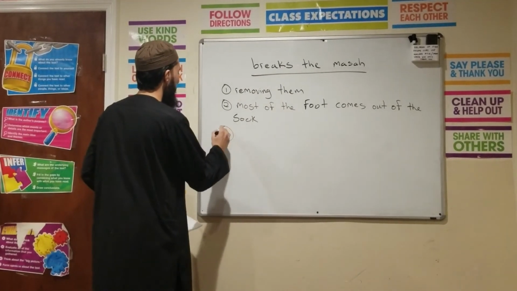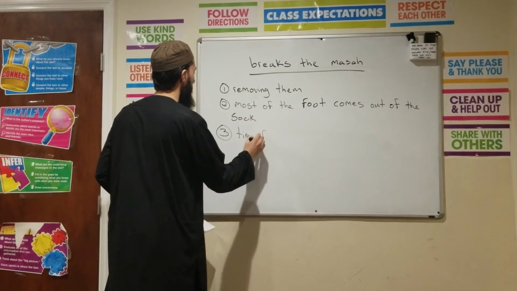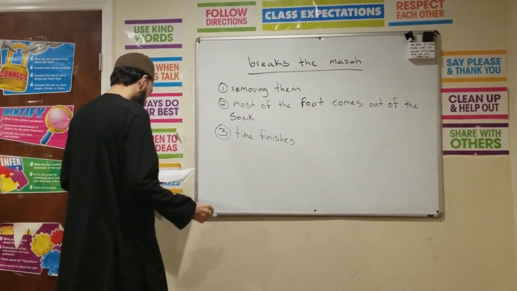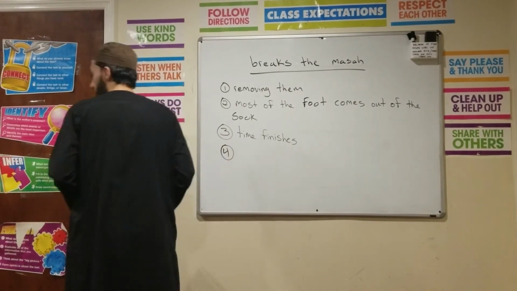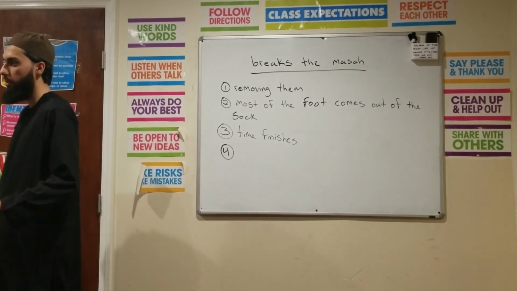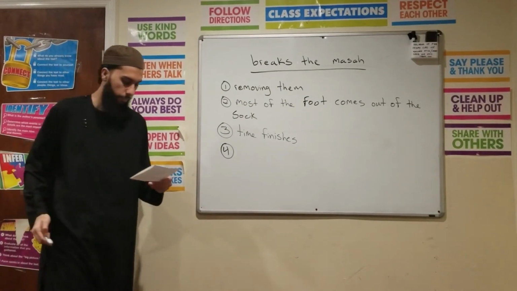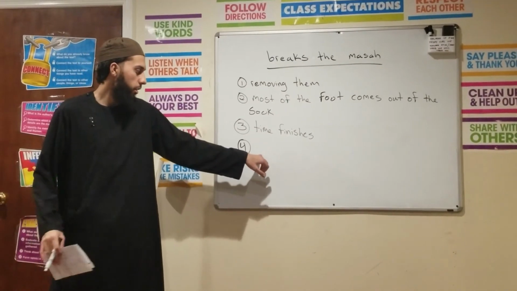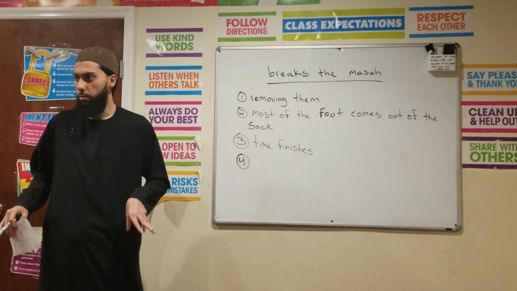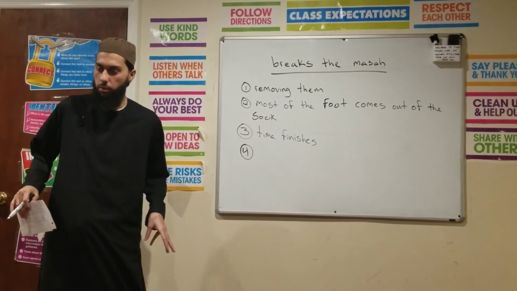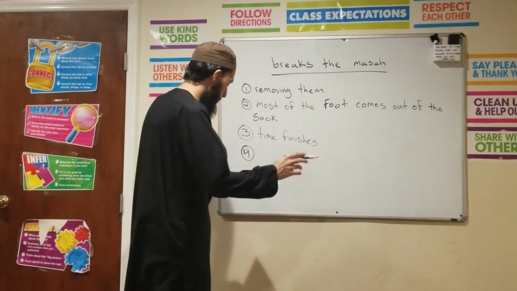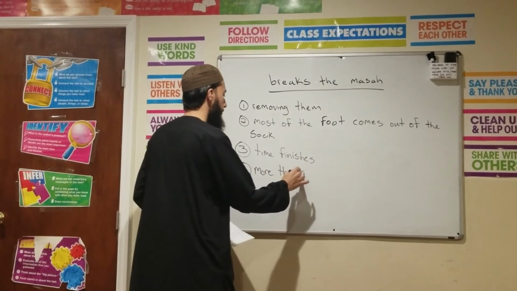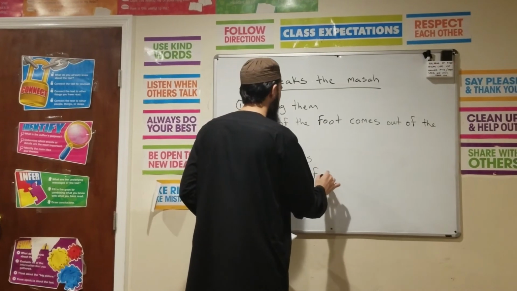Number 3, the time finishes. After the time finishes, you can't do masah anymore. What do you mean by finishes here? If you're muqim, you have 24 hours. If 24 hours finished, then you can't do masah anymore. The 4th one is water. If by whatever means water seeps through to the foot, not necessarily through the sock, but your foot gets wet, and more than half of the foot gets wet by water, then you can't do masah anymore.